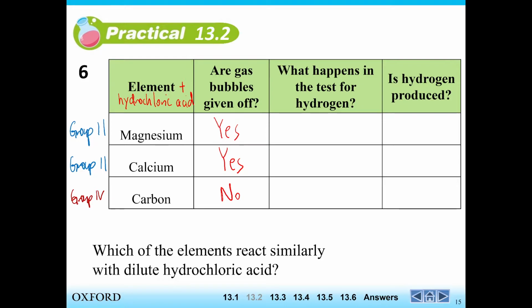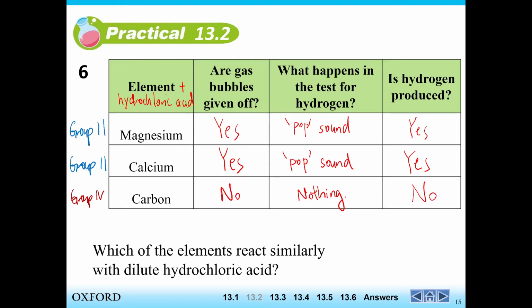Now what happens in the test for hydrogen? Remember, we put in a burning splint. What happens? It gives a pop sound. Calcium also would give a pop sound. How about for carbon? Nothing happens basically. And how do we know there is a pop sound given? Is it because hydrogen is produced? Yep, that's why it gives a pop sound for this. And for carbon, basically nothing is produced. That's why there's no sound produced. That means no hydrogen is produced.